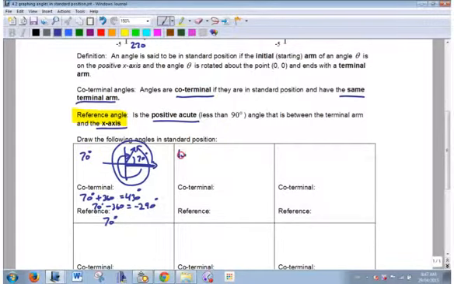So let's give you something that's not in quadrant 1. 100 degrees. And we should know pretty accurately where to graph this. You know that's 90, so it's 10 degrees past there, right? What's coterminal with that? 100 plus and minus 360 degrees. So 460 and negative 260 degrees.